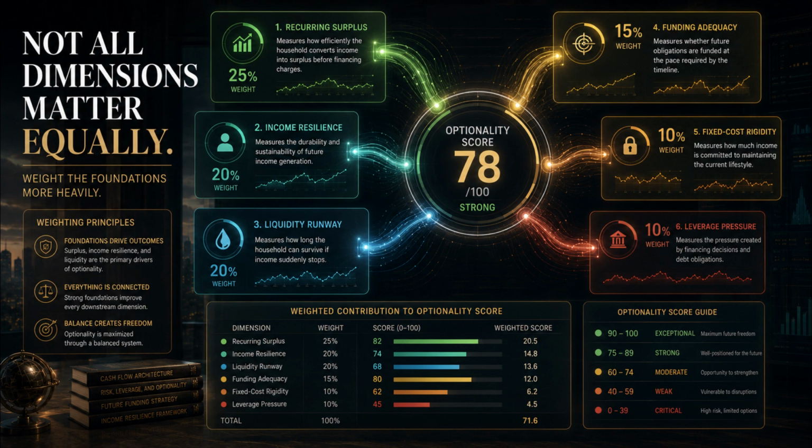Now you may ask why these ratios. And the reason is because surplus generation, resilient income, and liquidity are the primary drivers of optionality. Everything else becomes easier when those foundations are strong. The optionality score is calculated as the recurring surplus ratio times 25%, income resilience times 20%, liquidity runway times 20%, funding adequacy times 15%, fixed cost rigidity times 10%, and leverage pressure times 10%.